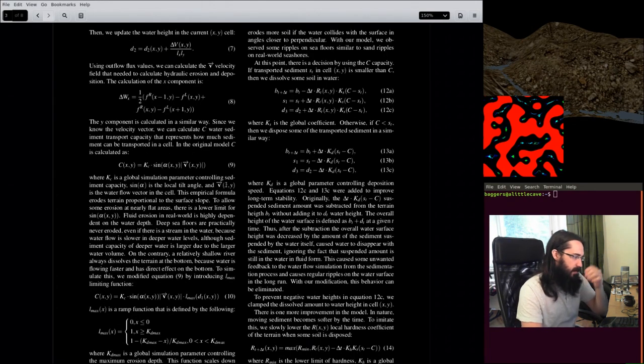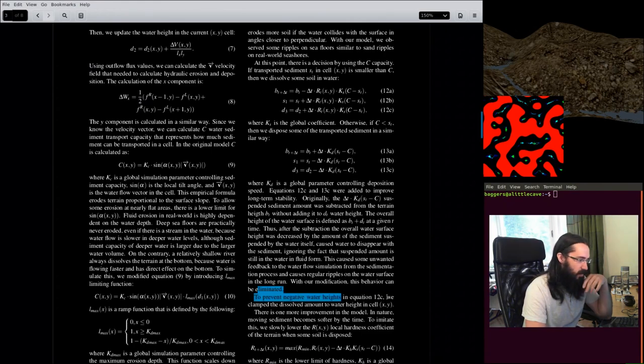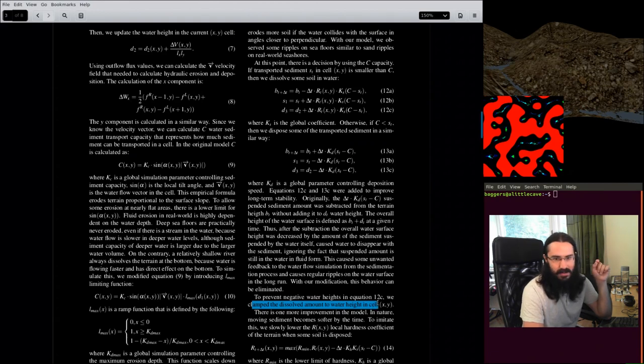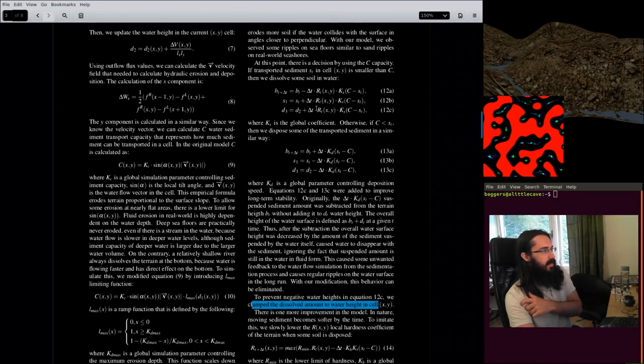When I look at it, to prevent negative water heights in equation 12C, we clamp the dissolve amount to the water height in the cell. Now, I had been doing this wrong because 12C is about calculating the amount of water. So I had been clamping the amount of water to make sure that was within some sensible bounds. But that wasn't what I was meant to be doing.